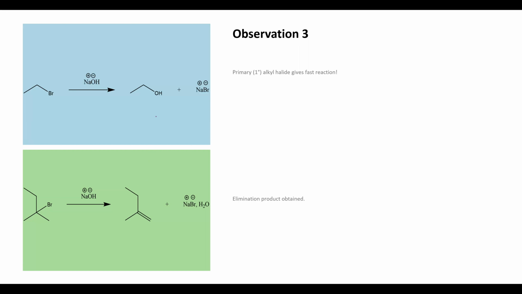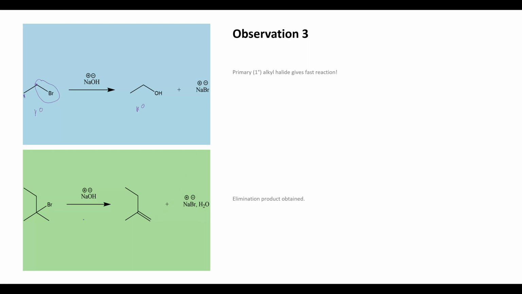So let's look at this slowly. At the top, we have a primary haloalkane. This is primary once again because the main carbon that is bonded to the bromine is directly bonded to only one carbon. So that makes it primary. This is being treated with a base called sodium hydroxide, and we form a primary alcohol. It tells us that this gives a fast reaction.